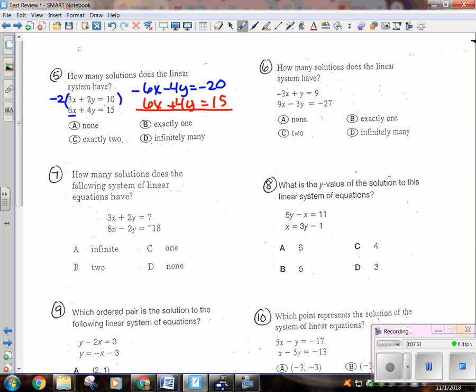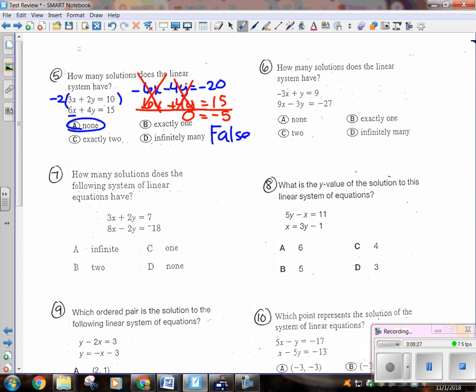Now when I add these together, 6x's cancel. Wow. What happens to the y's? Negative 4y, positive 4y, y's cancel too. So they add up to be 0, but negative 20 and 15 do not add up to be 0. That adds up to be negative 5. And what happens is that is a false statement. 0 cannot be equal to negative 5. So if it's a false statement, that means that we actually have, guess what? No solution.